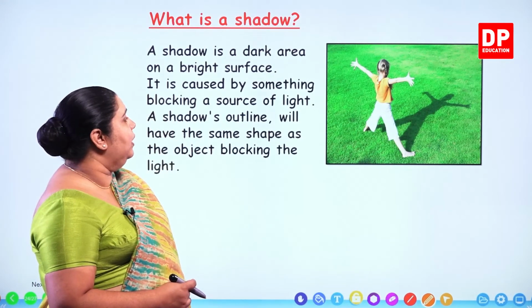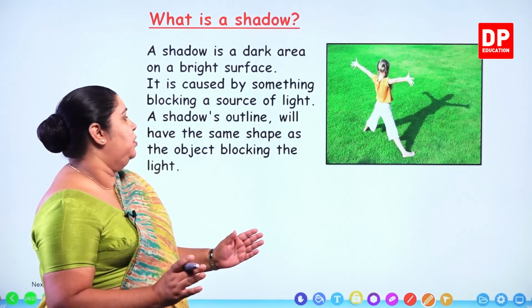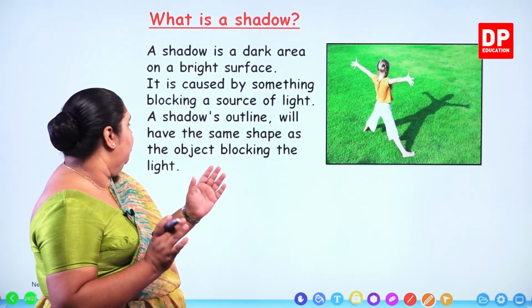A shadow's outline will have the same shape as the object blocking the light.